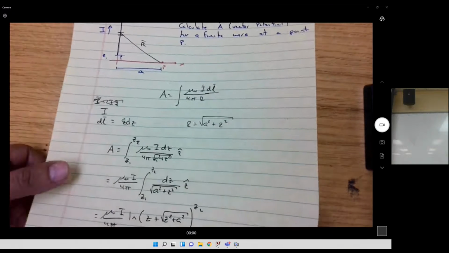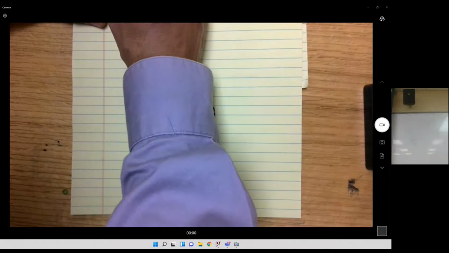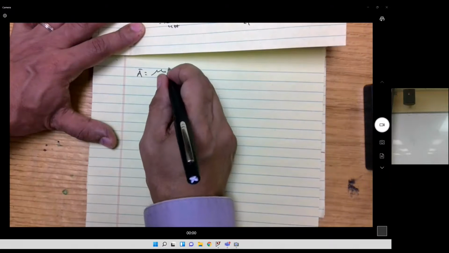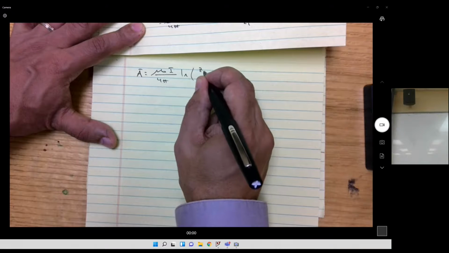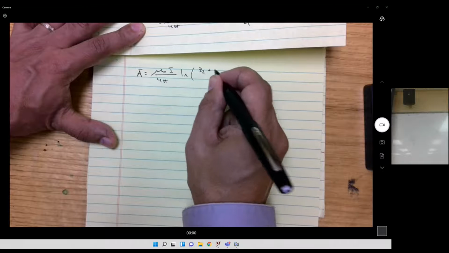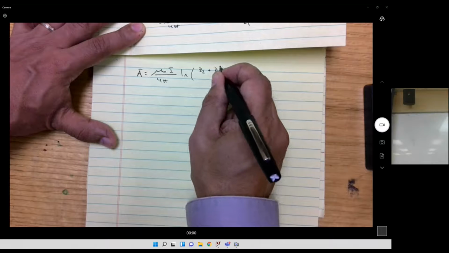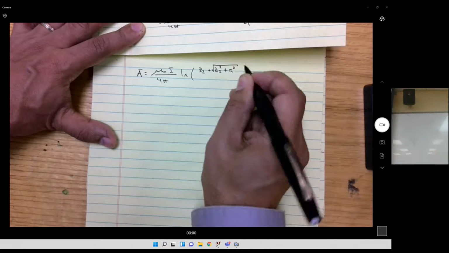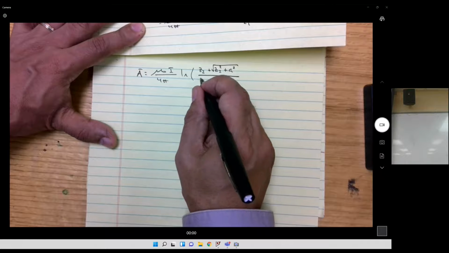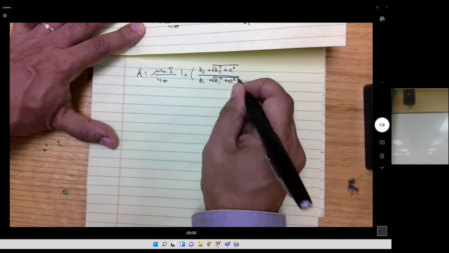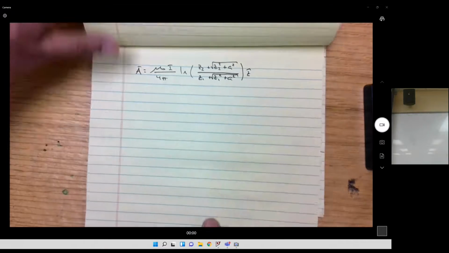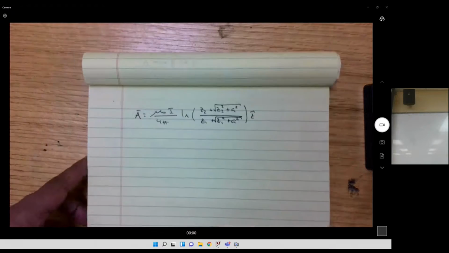Okay, and then just evaluating those limits of integration, we're going to have that this magnetic vector potential is going to be mu naught I over 4 pi natural logarithm of C2 plus the square root of C2 squared plus A squared, in the z direction.